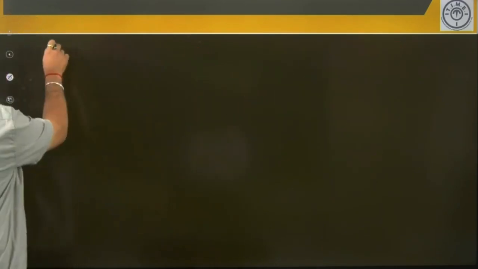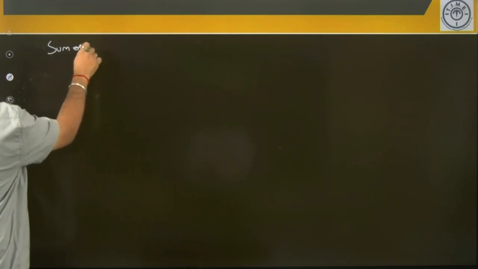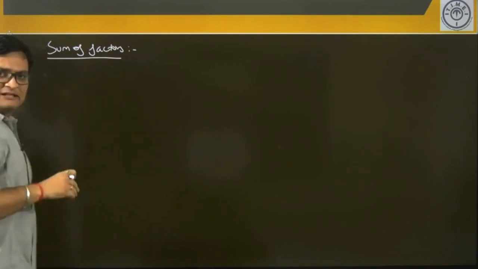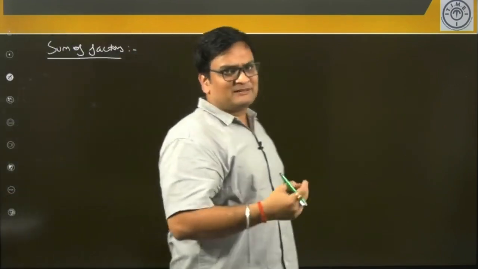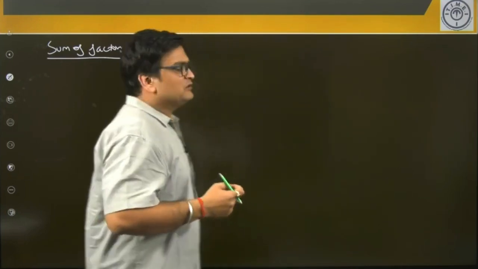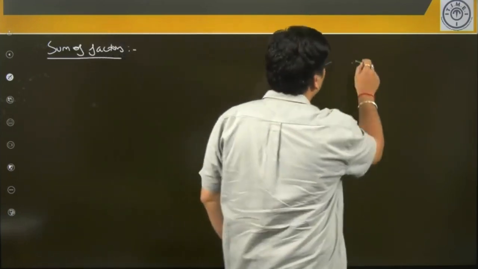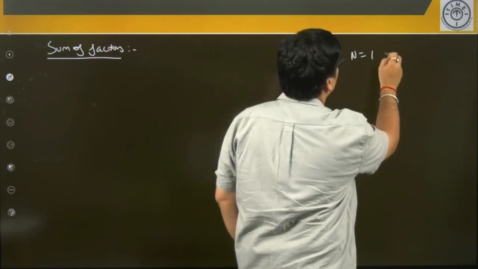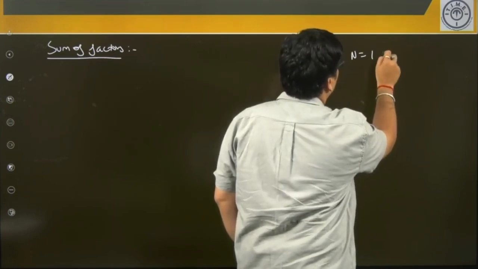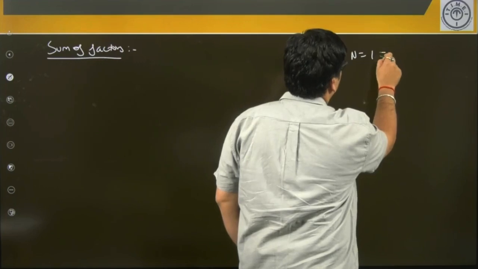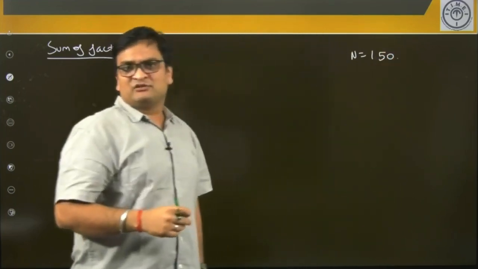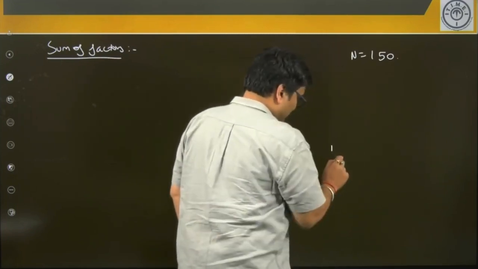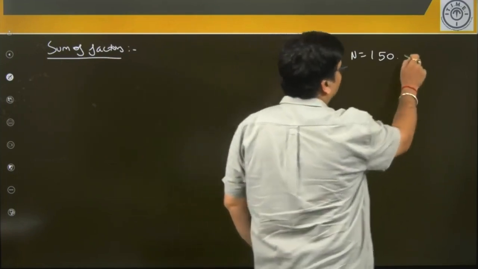Now let us look at the next point, which is the sum of factors. How do we find it? We will take an example for this also. So let us take a number. If I take n to be 150, suppose, we want to find the sum of factors of 150. By the way, what will be the factors of 150? 1, 2, 3, prime factorization firstly.